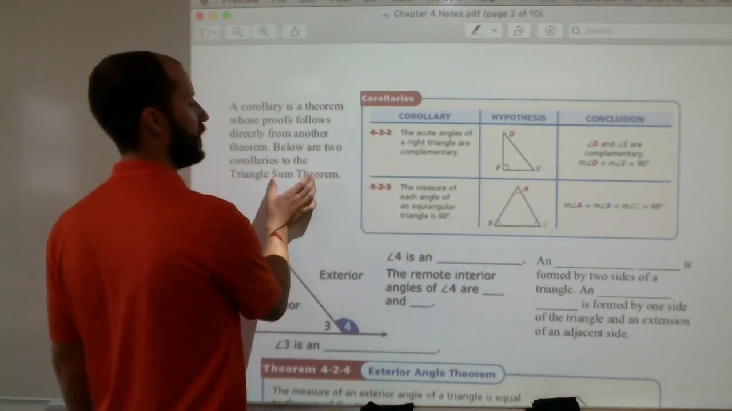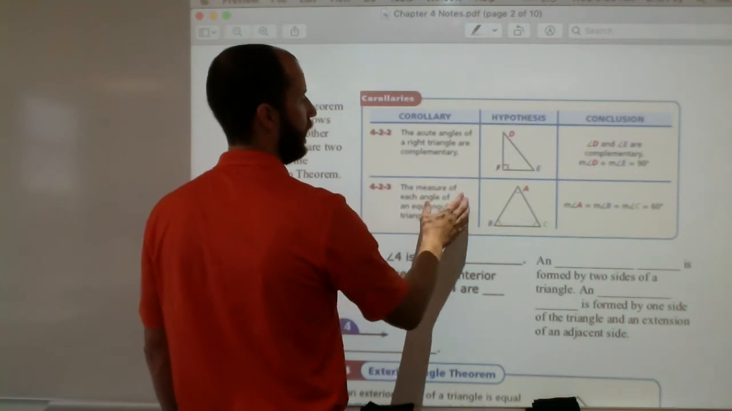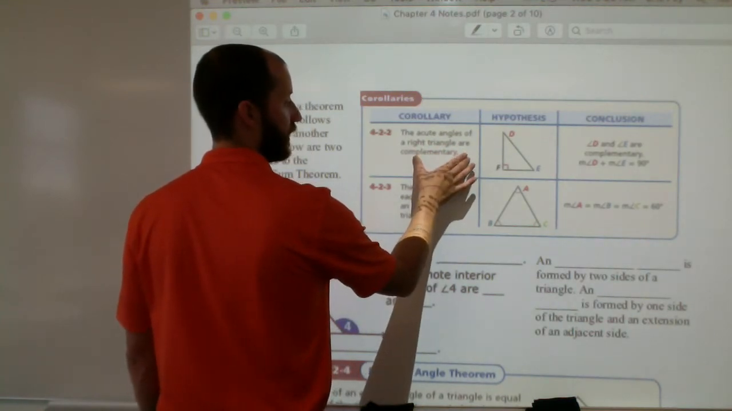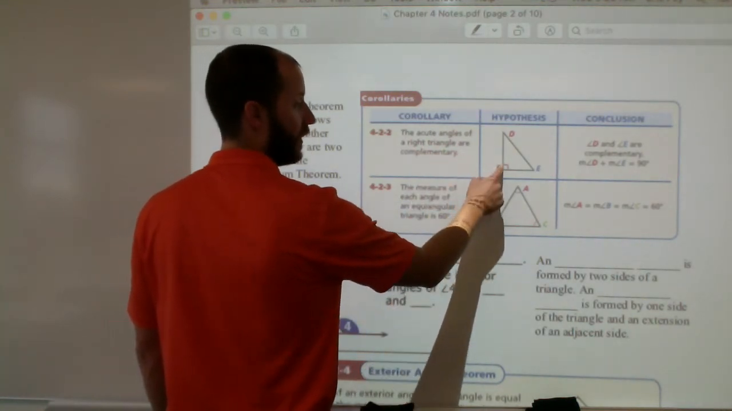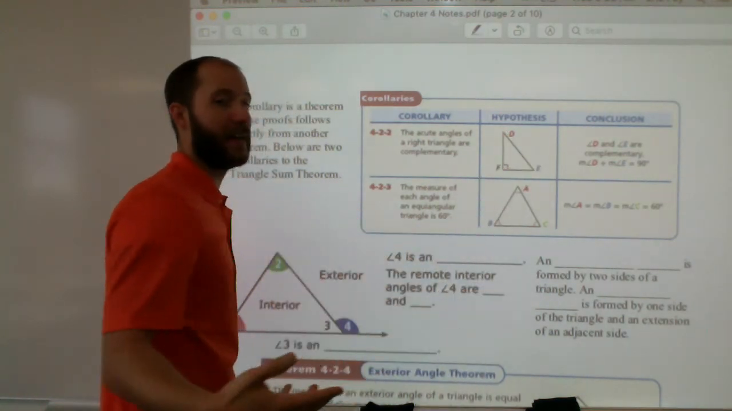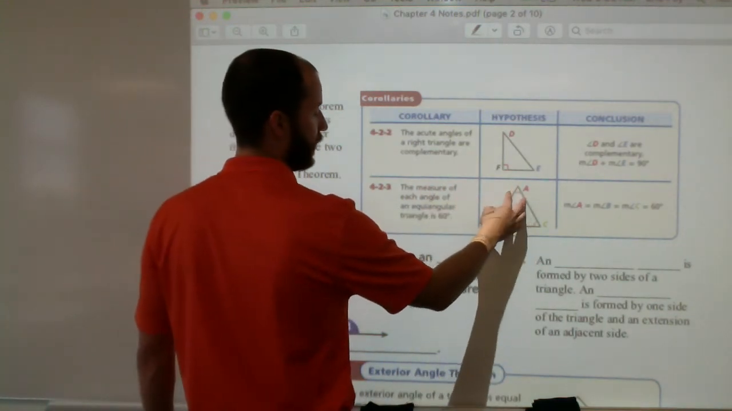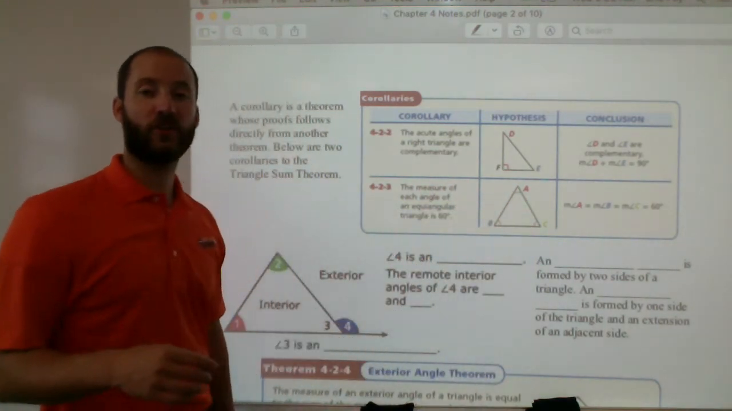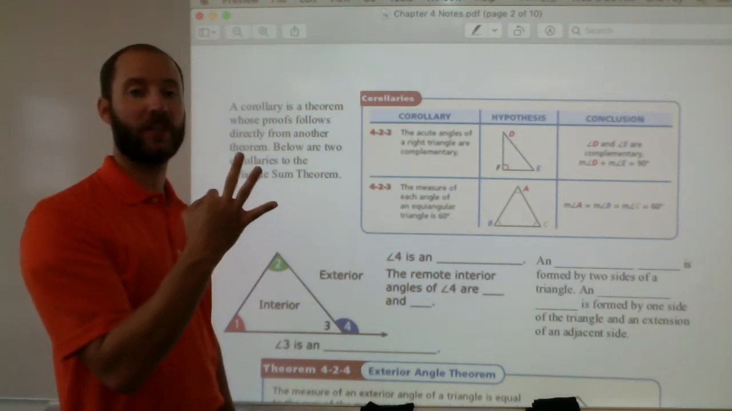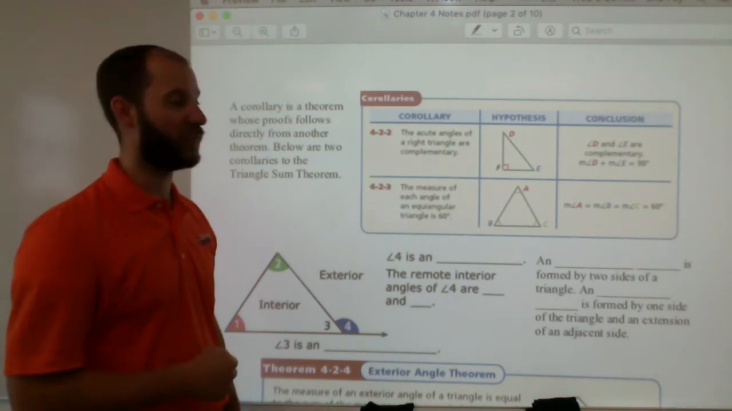So the triangle sum theorem is used to get these 2 results. The acute angles of a right triangle are complementary, which makes sense. The right angle is 90 degrees. The other 2 then must add up to 90 degrees because they all have to add up to 180. In an equiangular triangle, we know equiangular triangles have 3 congruent acute angles. Well, because they all have to add up to 180, it makes sense that each one is 60 degrees.